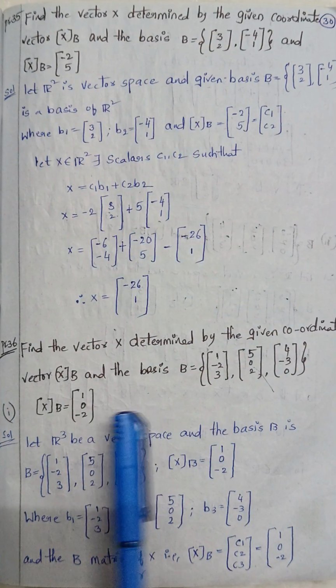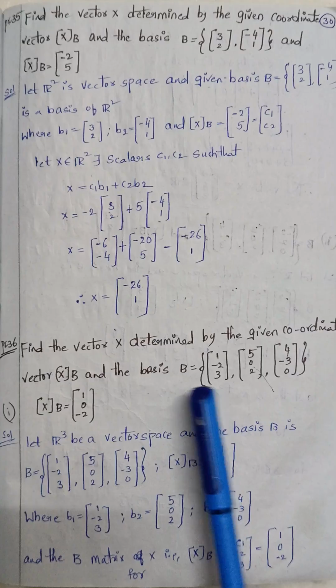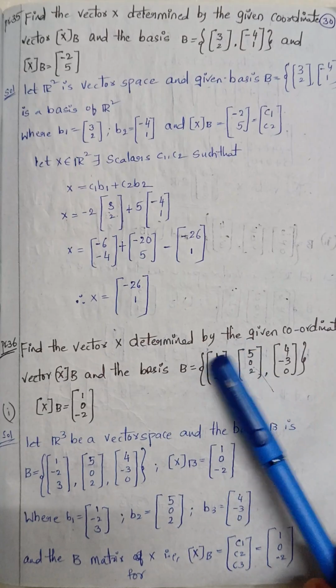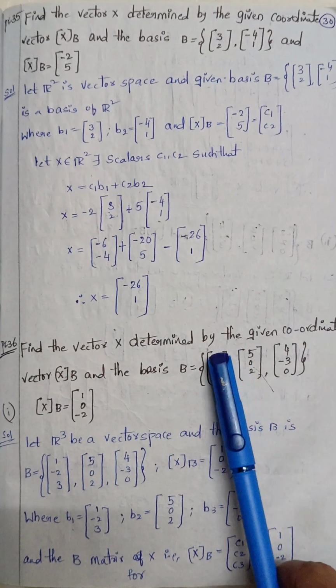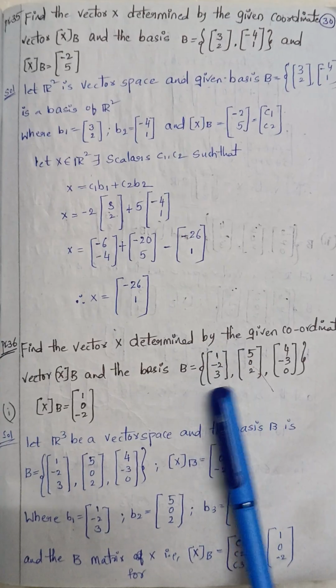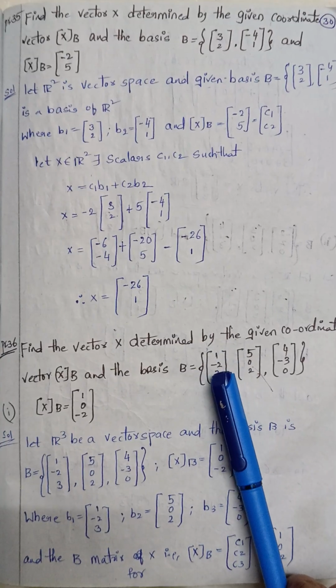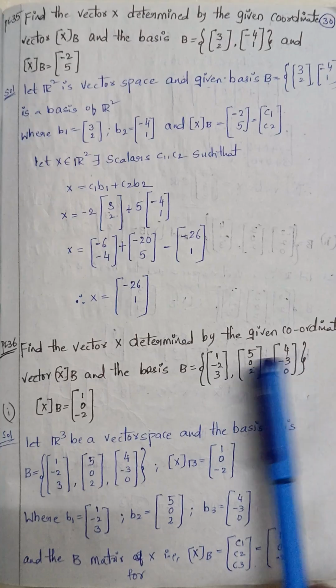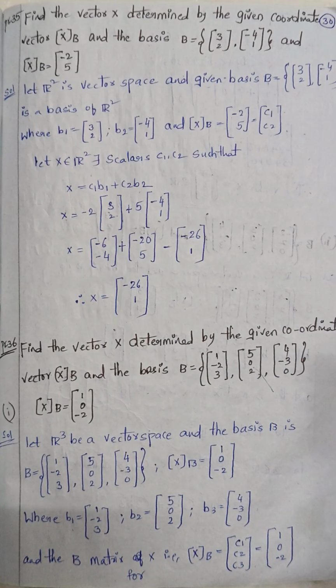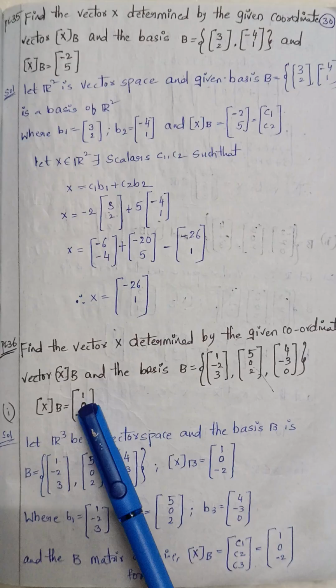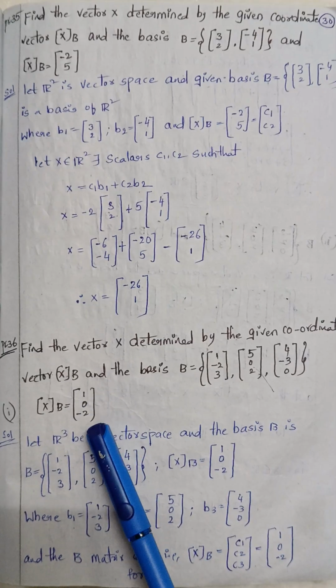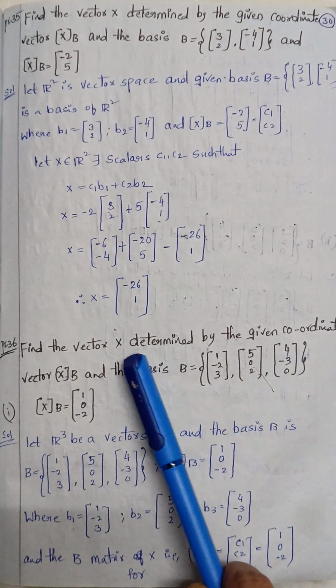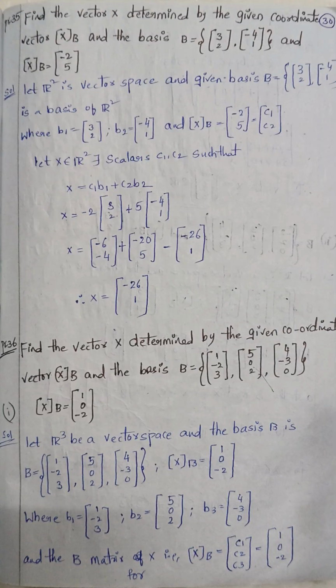Similarly here x over b is given and b is a vector. So according to the entries we need to find the vector space. Here in one vector we have 3 entries. That's why R3 is the vector space here. And here we have 3 vectors, meaning we should take 3 scalars. What are the scalars here? c1, c2, c3. And we need to find x which belongs to R3.